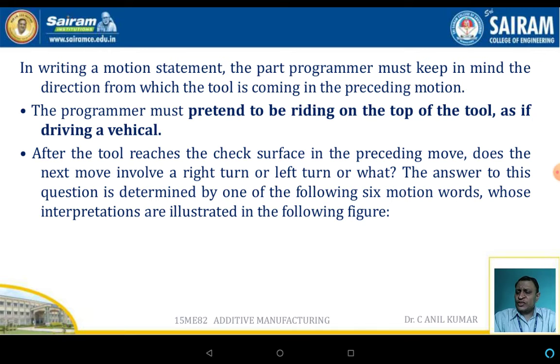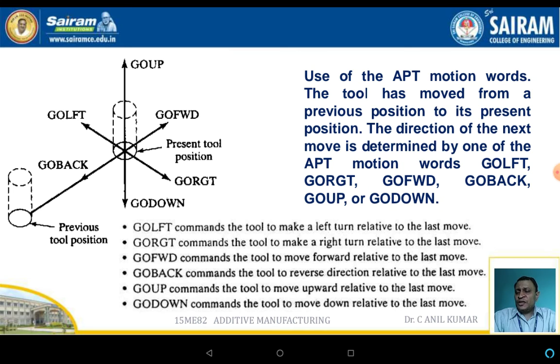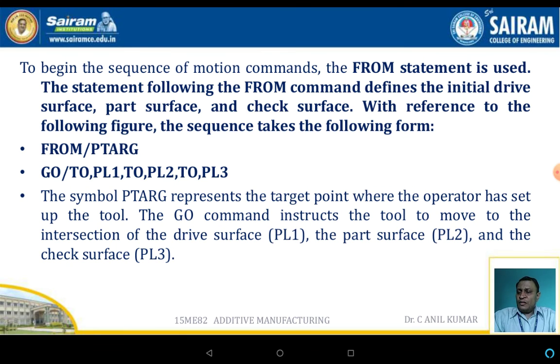The answer to this question is determined by only the following six motion words, whose interpretations are illustrated by the following figure. Now, the six words we have discussed in the previous slides are go up, go down, go left, go right, go back, and go forward.